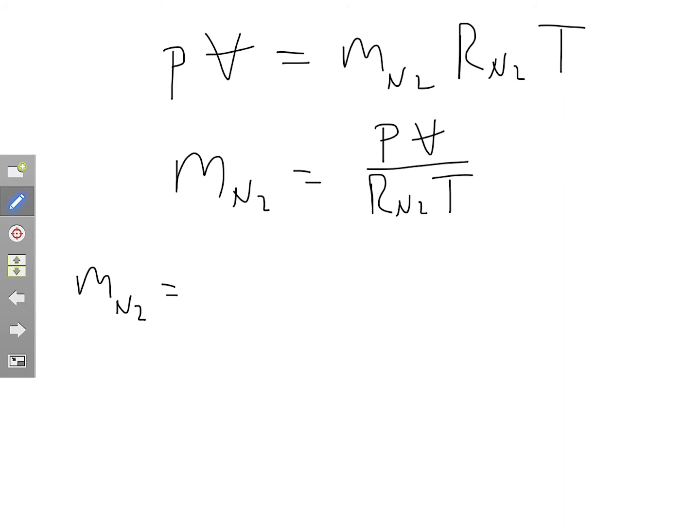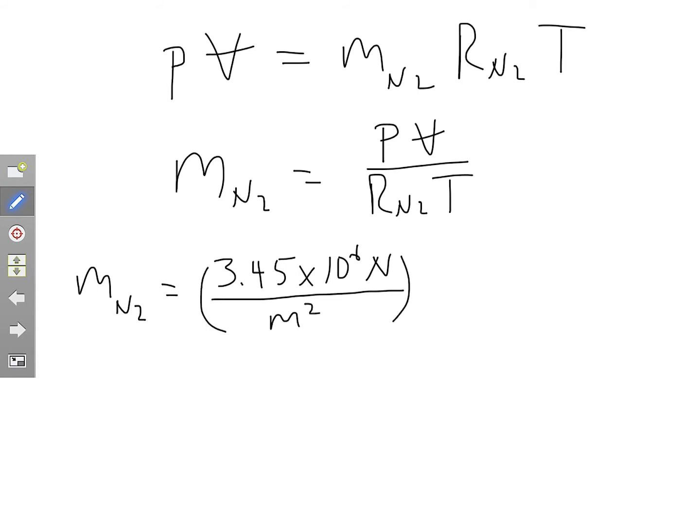So we have the pressure, 3.45 times 10 to the 6th. That's newtons over meter squared. That's what a pascal is, a newton over a meter squared. The volume is 481 meter cubed, and that's just over 1. There are no units in the denominator. I'm going to continue on down below here.